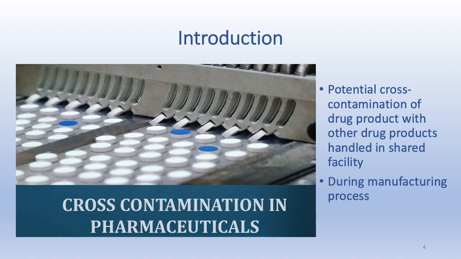So as we all know, cross-contamination is something that is really difficult to avoid. And there is the potential of cross-contamination of a drug product with other drug products which are handled in shared facilities. So whenever I've got a shared facility where two or more products are manufactured, there's always that potential that contamination is actually going to occur. And most of the times this occurs during the manufacturing process, which, as you all know, is quite a long process, which has got several steps to it.